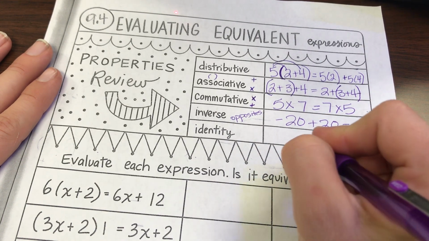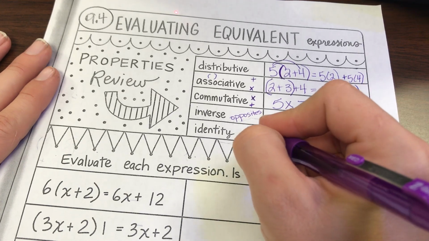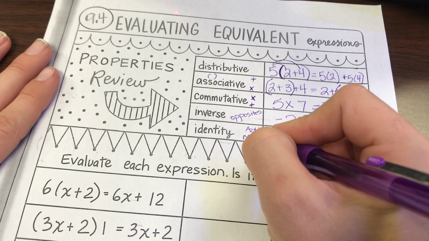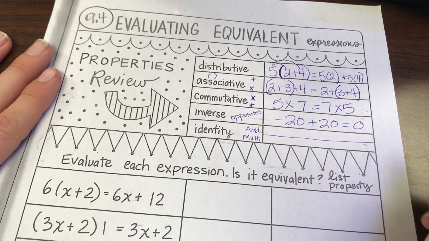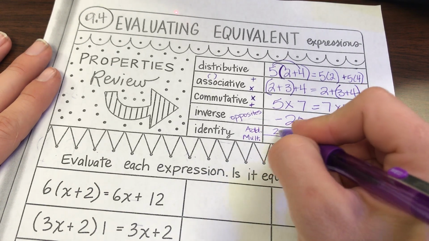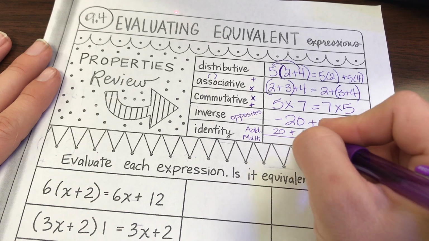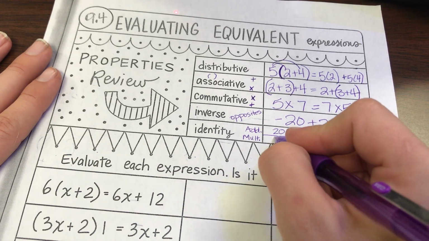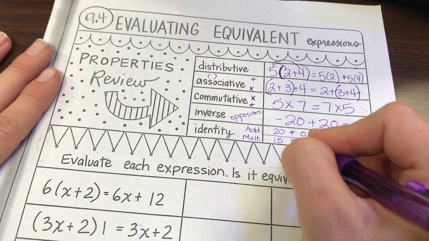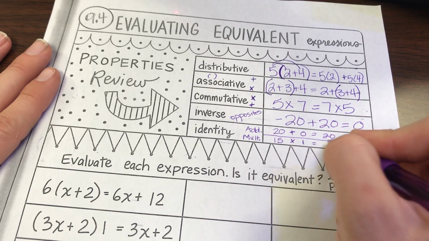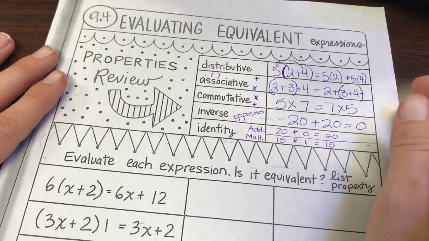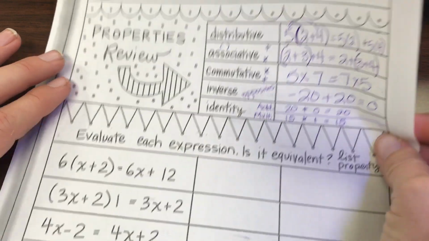Okay, the identity property, there's two identity properties. You have the identity property of addition and the identity property of multiplication. So anything, let's say 20, plus 0 is still 20. And on multiplication, let's say 15 times 1 is still 15. Okay, so those are the examples of your properties.